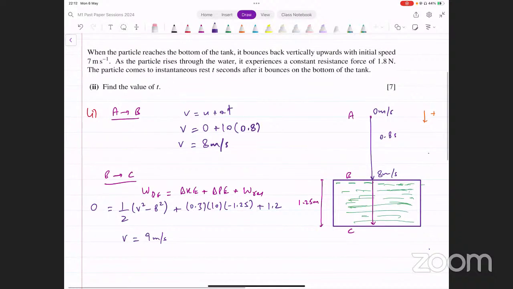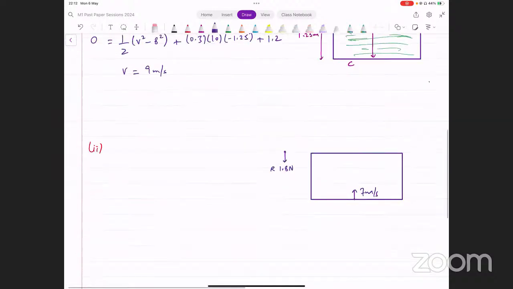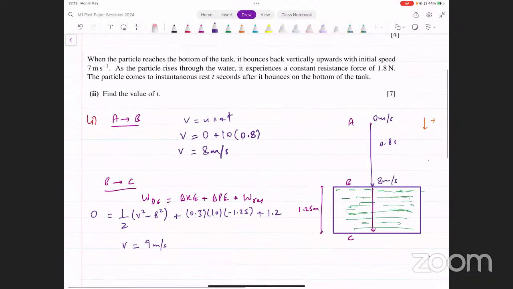The particle comes to instantaneous rest t seconds after it bounces on the bottom of the tank. So at some point, it's going to come to instantaneous rest here. So its velocity is going to be equal to 0 at that point. Find the value of t.